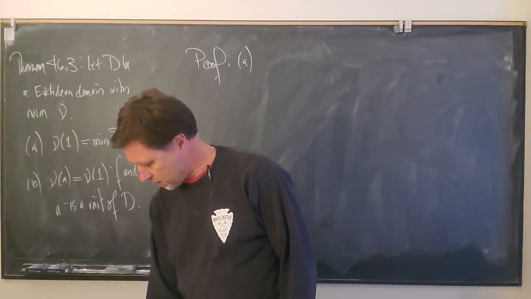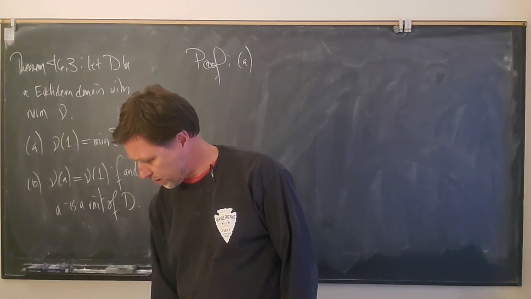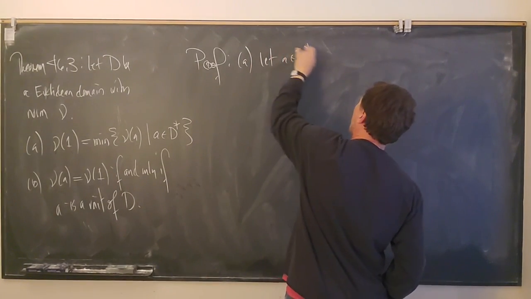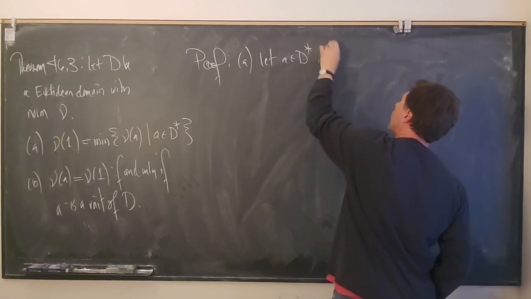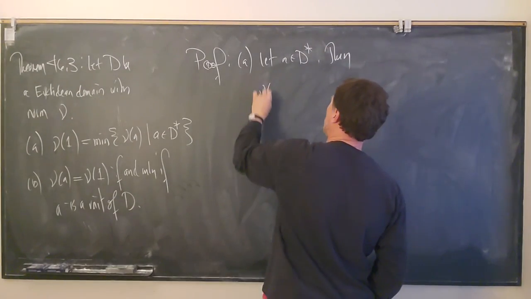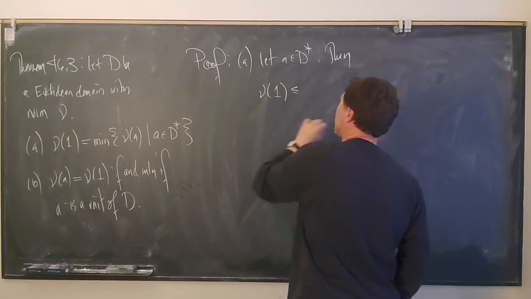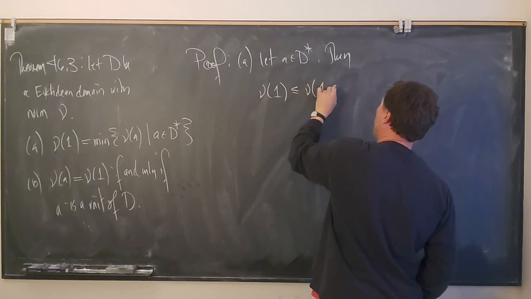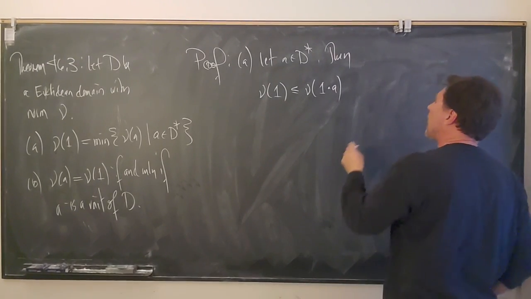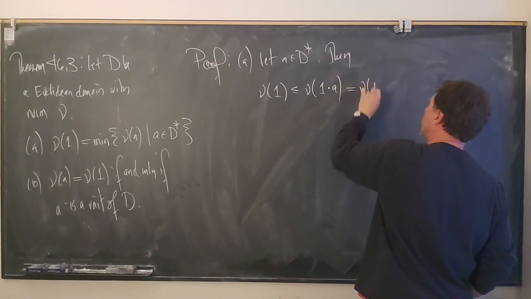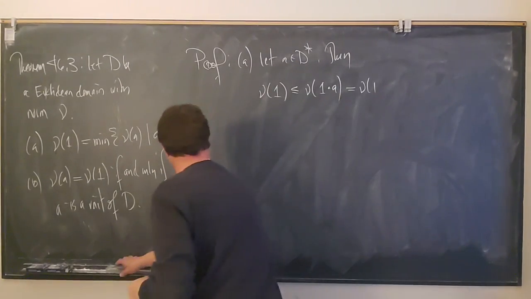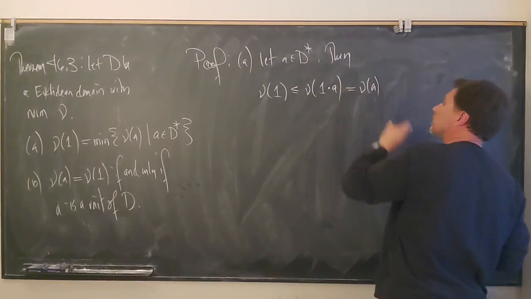So for part A, there's really nothing to do, right? Let little a be in D star. Then the norm of 1 has to be less than or equal to the norm of 1 dot A. That was the second property of Euclidean norms, right? And this is equal to the norm of A.